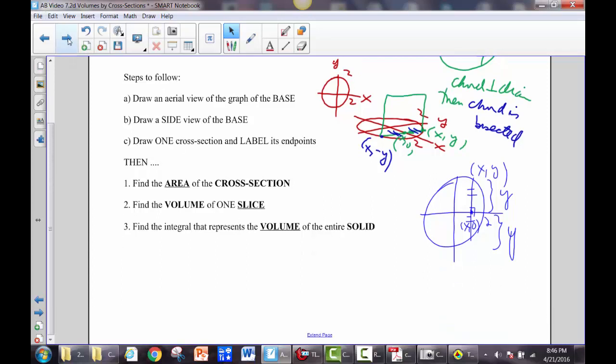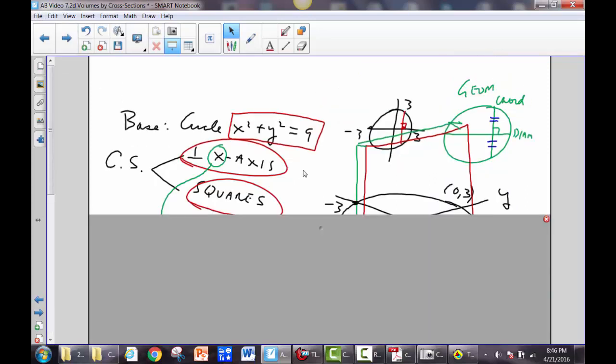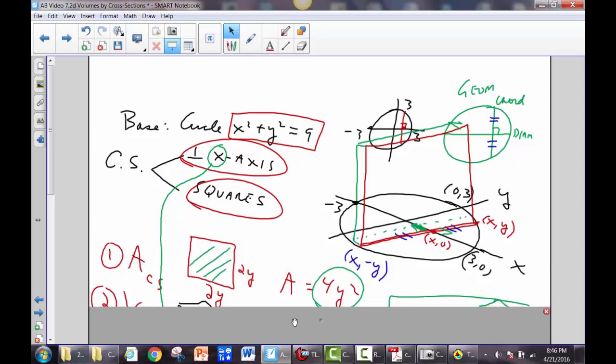Okay, so let's take a circle base, x squared plus y squared equals 9. The cross sections are perpendicular to the x-axis and are squares. So this is with actual numbers, and we're going to work this one all the way through. So there's our circular base. There's (3, 0), (0, 3), (-3, 0), (0, -3).